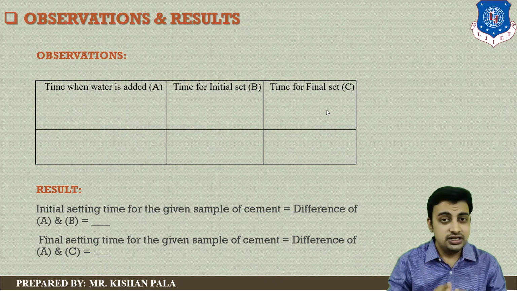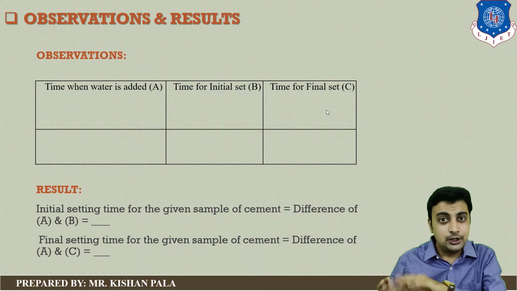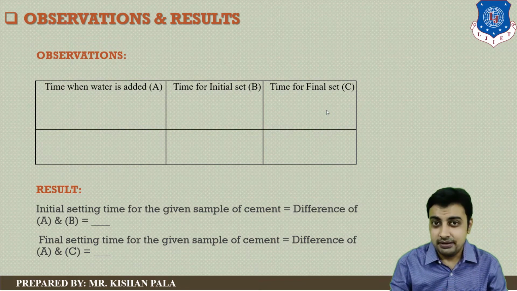So generally the initial setting time should be more than 30 minutes, because from the manufacturing of the cement mass to the placing of the cement mass, it requires a minimum of 30 minutes.